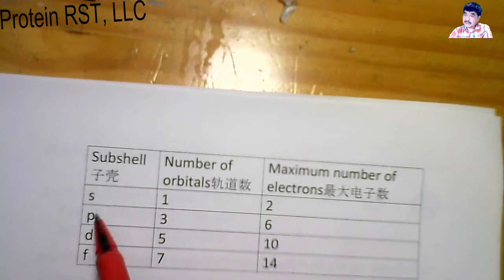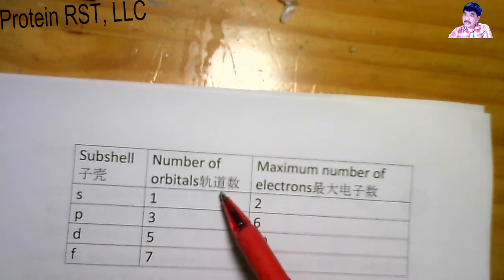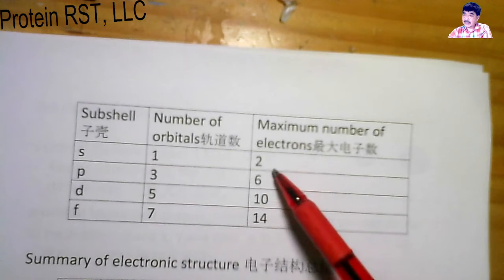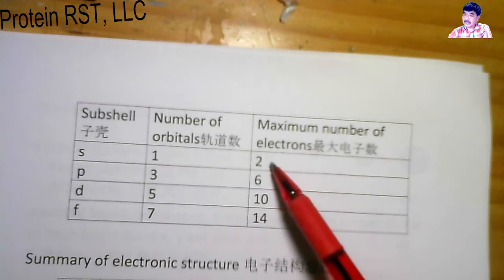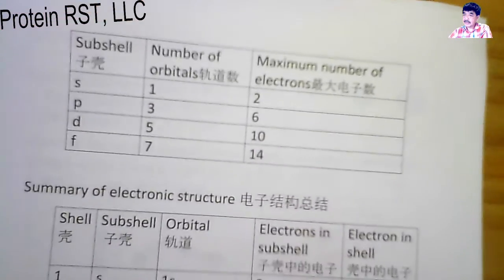Take a look at this. This subshell s, p, d, f: the number of orbitals. The s subshell has only one orbital, and p has 3, d has 5, f has 7. Then you can calculate the maximum number of electrons: 2, 6, 10, 14.